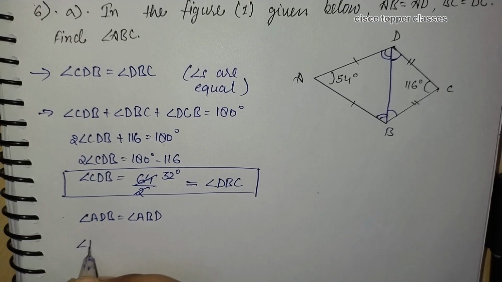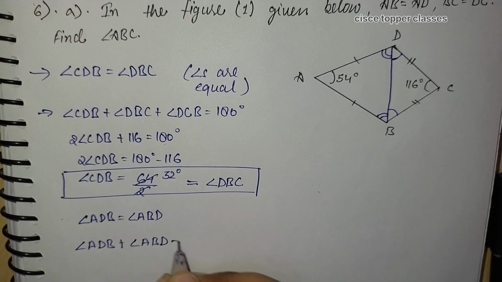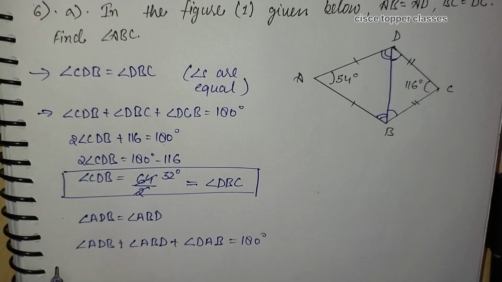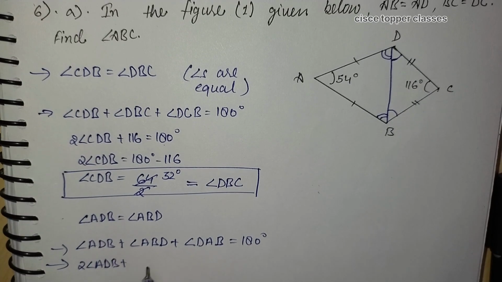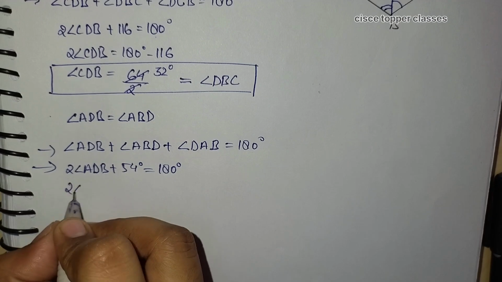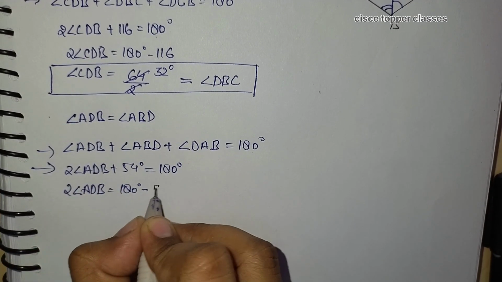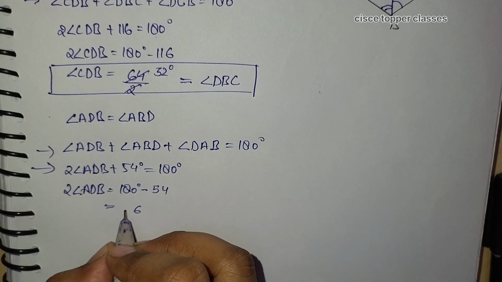We can write it as angle ADB plus angle ABD plus angle DAB equal to 180 degrees. We will put the value here. On putting, we can write it as 2 ADB plus 54 degrees equal to 180 degrees. We will subtract this value. So 2 ADB is equal to 180 degrees minus 54, which is 126.